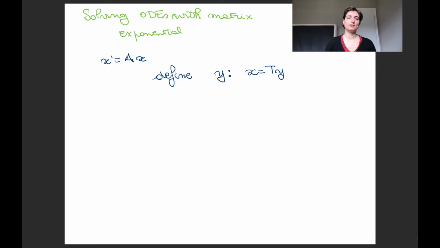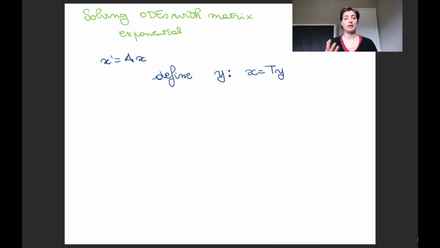So now that we have talked about matrix exponentials, how can we match it with solving ODEs? And we also have thrown in the mix this matrix transformation that we haven't used yet. They all come together here. So we have our usual ODE system.